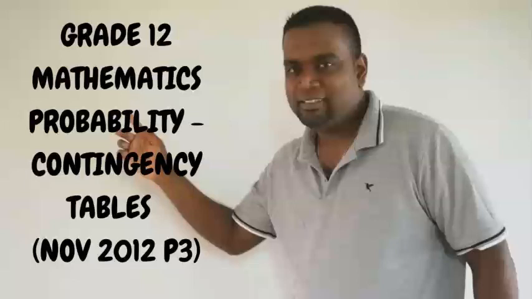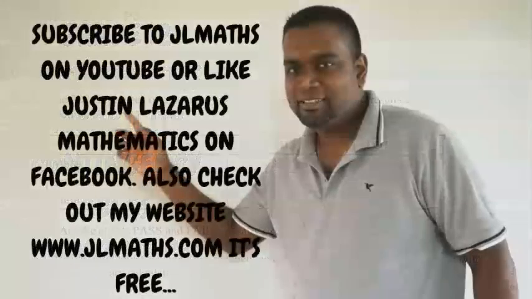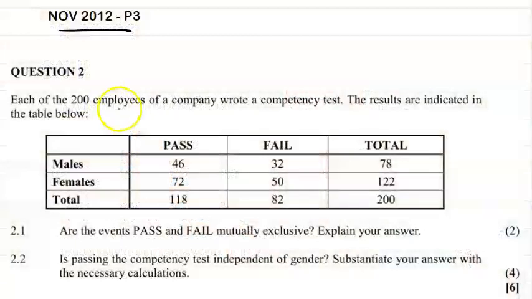Hi guys, so in this video lesson, we're going to be looking at contingency tables. We're going to be looking at a question that appeared in the November 2012 paper 3. It's question 2. It says each of the 200 employees of a company wrote a competency test. The results are indicated in the table below.